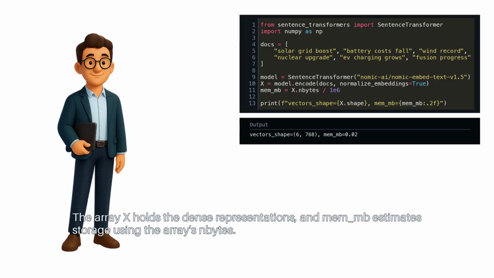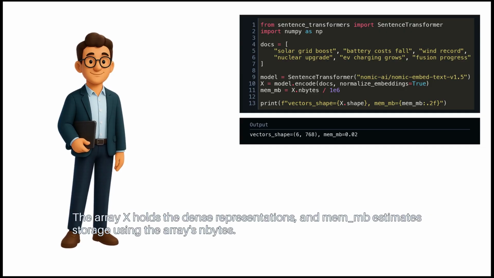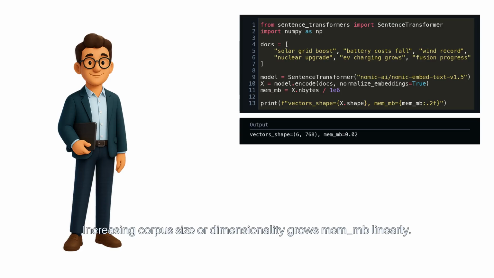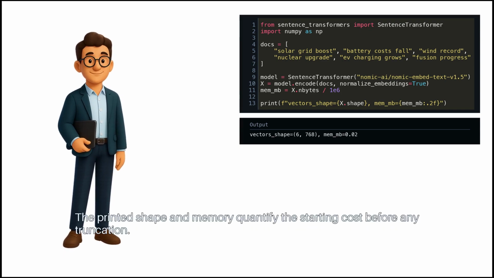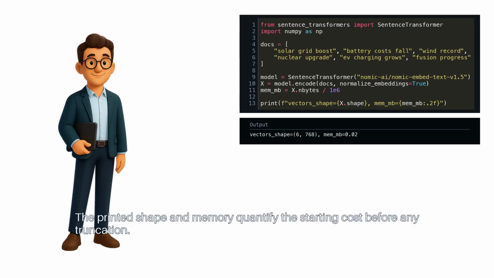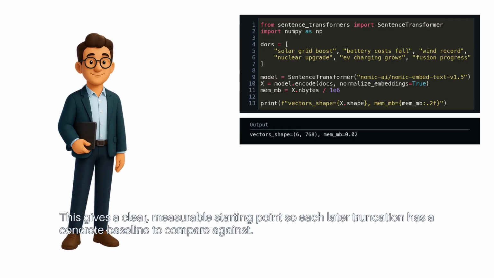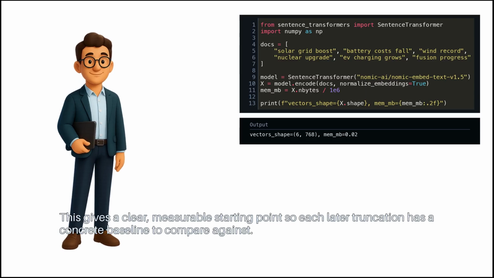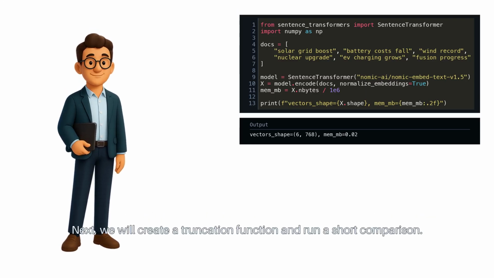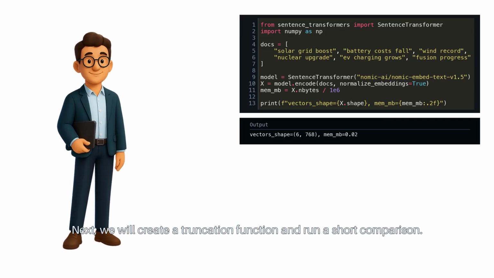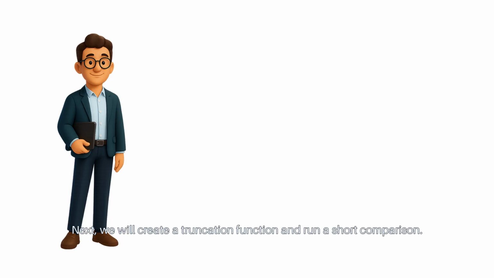The array X holds the dense representations, and mem_mb estimates storage using the array's nbytes. Increasing corpus size, or dimensionality, grows mem_mb linearly. The printed shape and memory quantify the starting cost before any truncation. This gives a clear, measurable starting point, so each later truncation has a concrete baseline to compare against. Next, we will create a truncation function and run a short comparison.